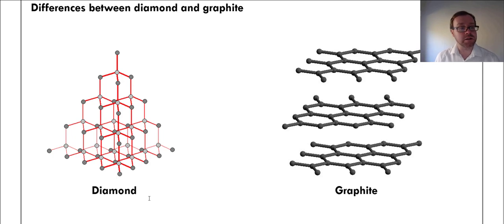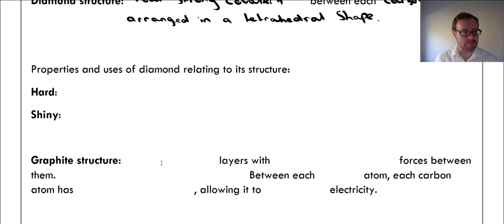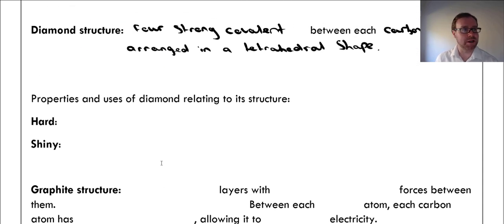And giant, which I should have mentioned earlier. What does giant mean? Giant means that there are lots of particles put together. There might be millions of them. We don't know the exact number. So that's what we mean by giant in terms of structure when we're doing chemistry. Going back down, properties and use of diamond relating to its structure. It's hard. Why is it hard? Because it's got 4 strong covalent bonds between each carbon atom.